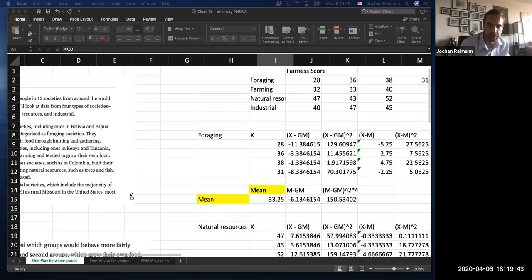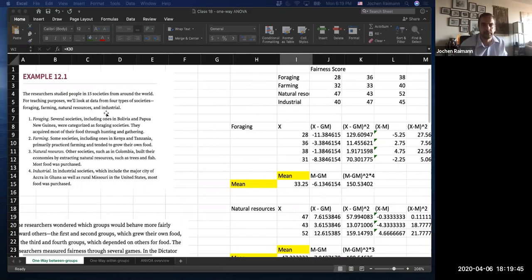So from 15 societies, we're selecting samples, and we have 4 different conditions. We have 4 different nominal groups: the foraging societies, the farming societies, the natural resources societies, and the industrial societies. From those, we're playing a dictator game with them.